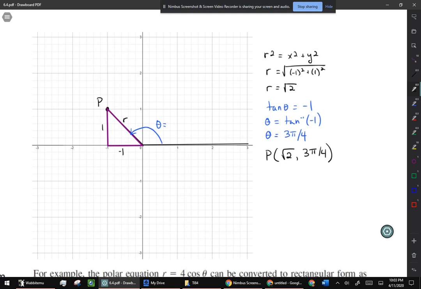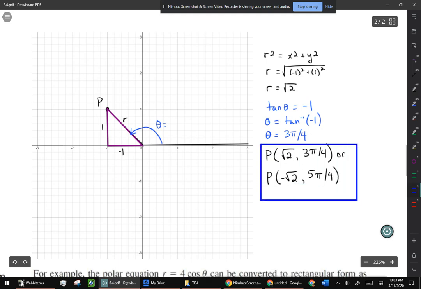The other part is also, you can have the other negative coordinate, right? So if you have a negative radius, instead of going to quadrant 2 with 3 pi over 4, you can also go into quadrant 4, again with, in this case, 5 pi over 4. So if I want to write that coordinate, I could write -√2, and then it would be 5 pi over 4, and those would be it.